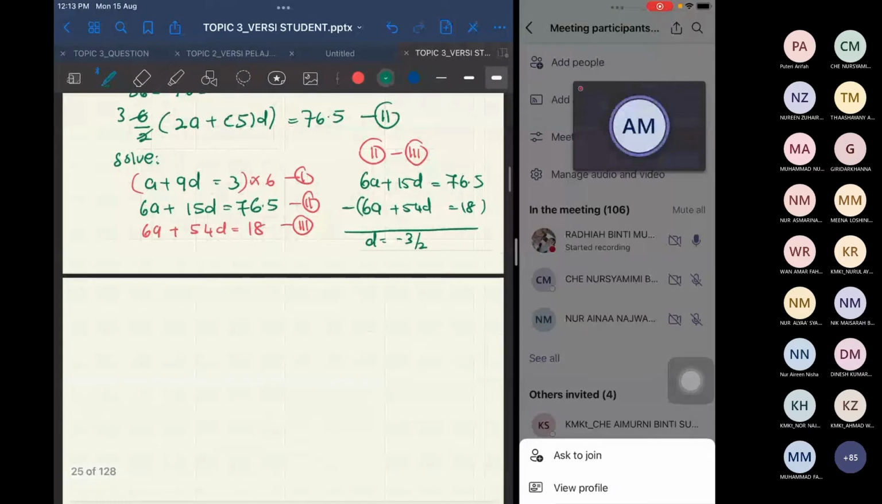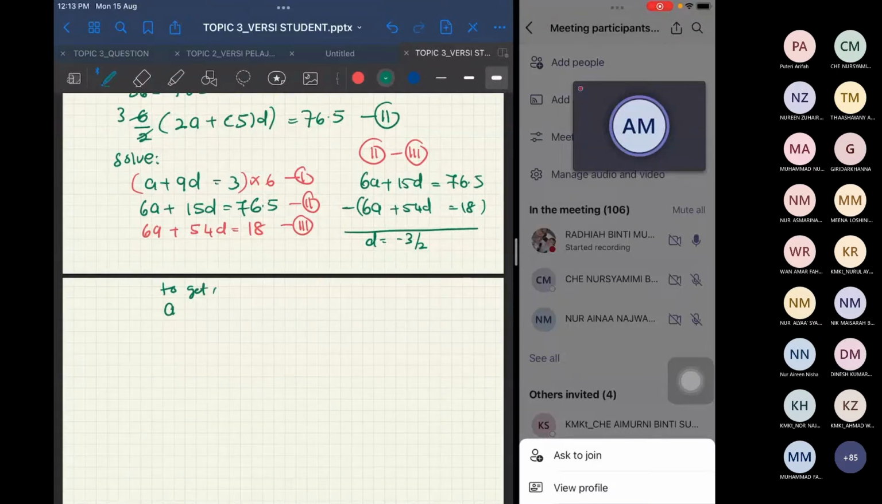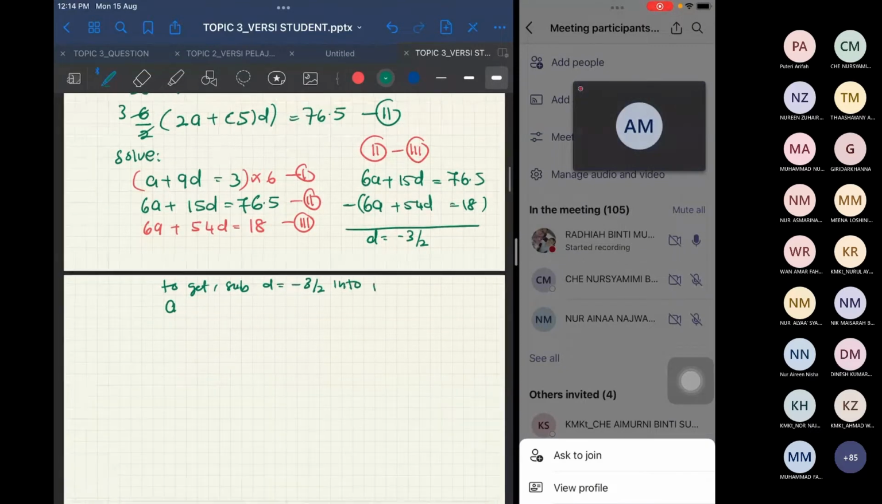Okay, so A kita ambil lah. So to get A, substitute into equation 1. Okay, so A plus 9 times negative 3 over 2 is equal to 3 and then you will get A. So A sama dengan 16.5.